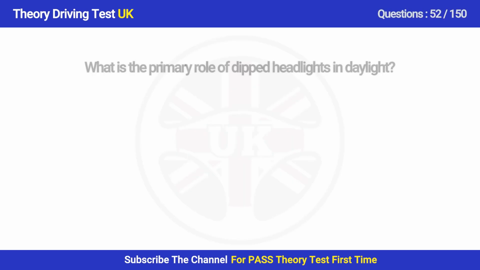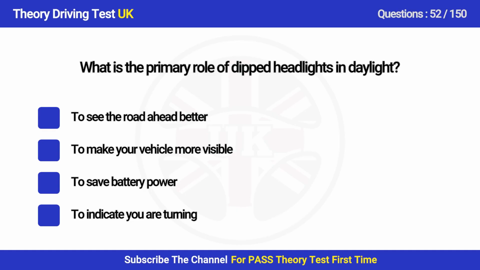Question 52. What is the primary role of dipped headlights in daylight? A. To see the road ahead better. B. To make your vehicle more visible. C. To save battery power. D. To indicate you are turning.